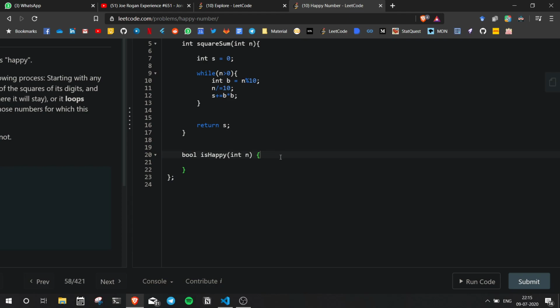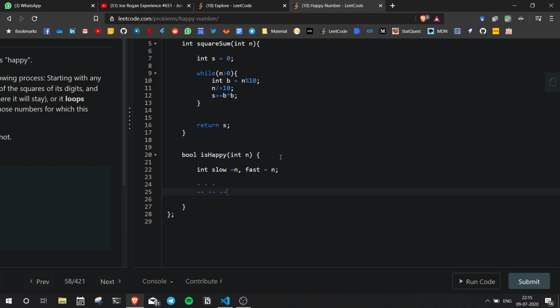Okay, so now inside the actual function, what we need to do is we will use two pointers. One will be a slow pointer, and there'll be a fast pointer. The slow pointer will move one step at a time, and the fast pointer will move two steps at a time. So slow pointer will move one, fast pointer will move two. Then again, slow pointer will move one, fast pointer will move two.